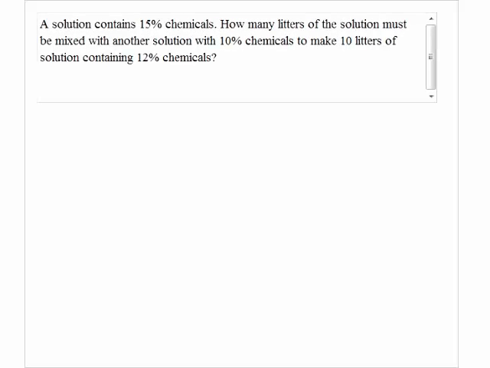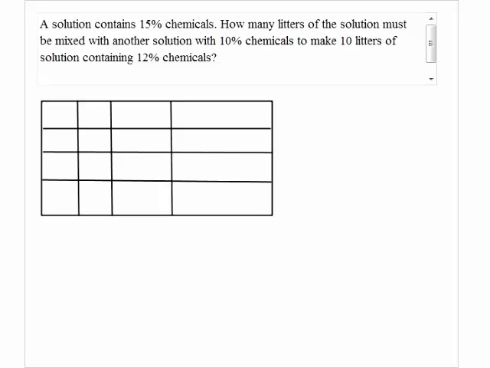Okay, let's set up this word problem here. In this case, it would be a good idea to set up a chart. On this chart, I'm going to put the percentages here, and here I would put the liters. And we have two different types. Let's call them A and B.